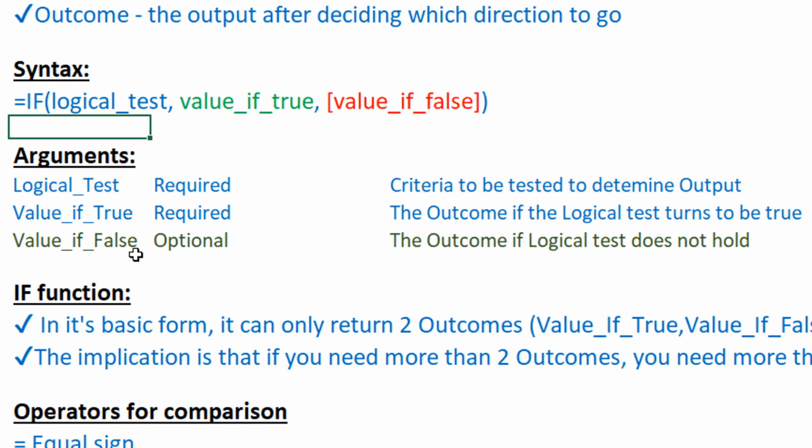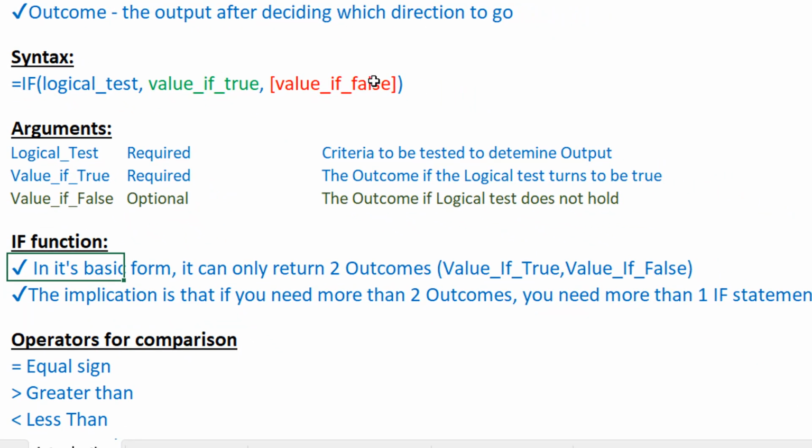So you must supply the logical test and the value if true or a value for it to actually make sense. As you've seen from the above, the if function in its basic form has two outcomes. The value if true, the value if false. Okay, so those are the two outcomes. But you realize that in the real world and in the scenarios that we face, we hardly have situations where we have only two outcomes.